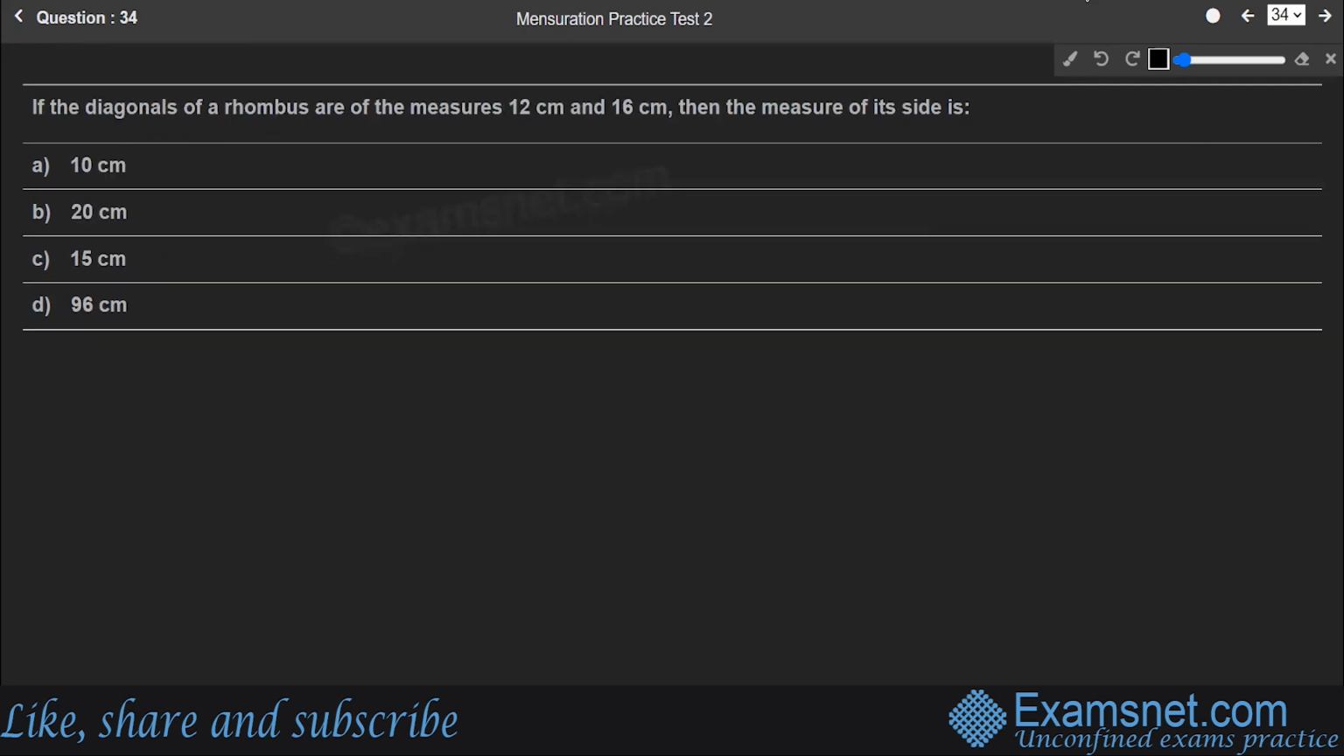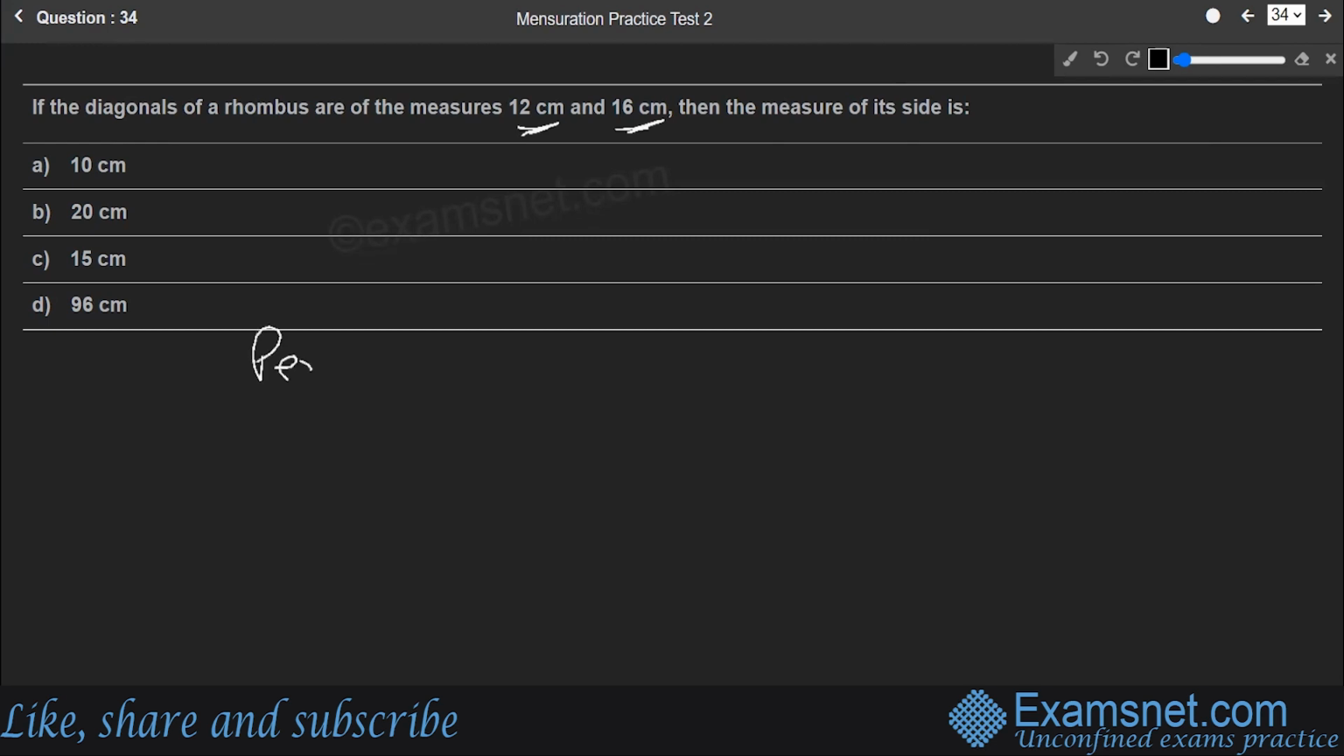Now he says, if the diagonals of the rhombus are of measure 12 centimeter and 16 centimeter, then the measure of its side is. Okay, the diagonals are already given to us. We are supposed to measure the side. So the side can be measured if we can calculate the perimeter, because perimeter and diagonals are directly related. Similarly, the perimeter and side are also directly related. So the strategy is to find out the perimeter first, and then using the perimeter we can find the side.